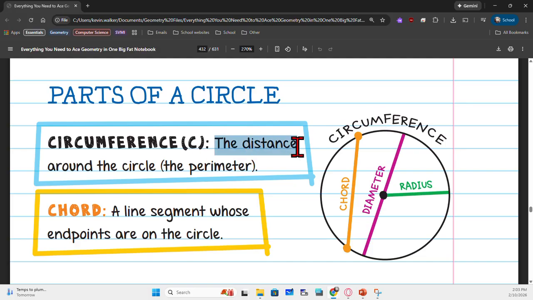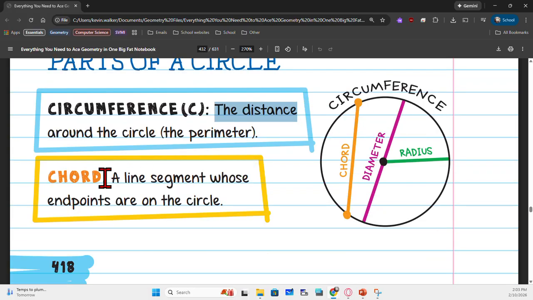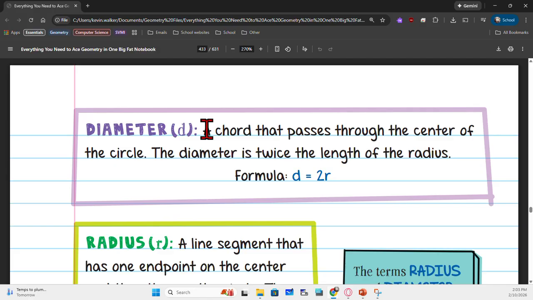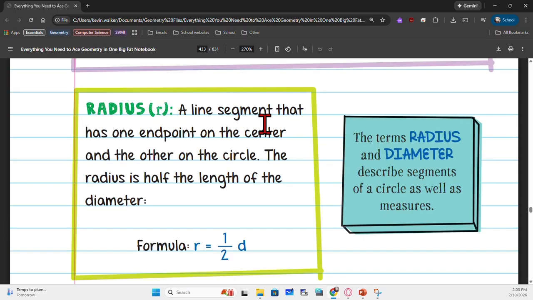Now, on this, we have a couple of things that we know. The circumference, that is the distance around the circle. Eventually, we're going to get into chords. Those are line segments whose endpoints are on the circle. Then we have our diameter. That's another type of chord that passes through the center specifically. And then finally, the radius. That is a line segment that has one endpoint on the center and the other on the circle.